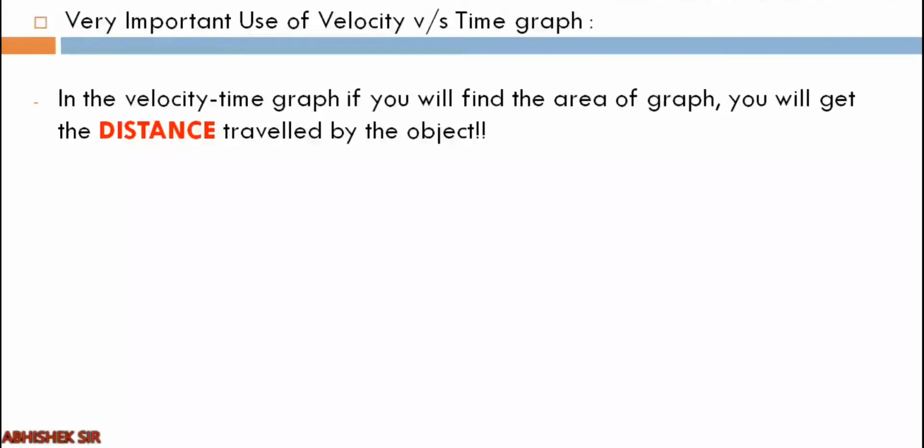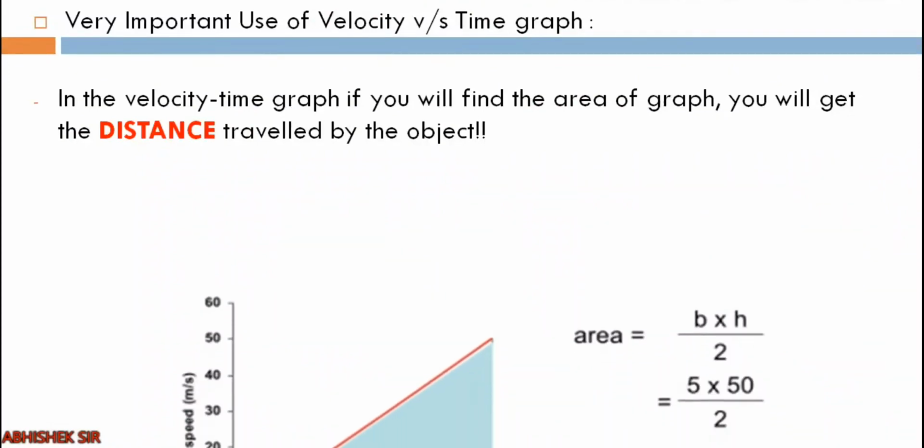So let us see this with an example. But you must be clear what you are finding. You are finding the distance traveled, and given is only velocity and time. So there is a trick. Just find out the area. So let us see this with a very easy example.